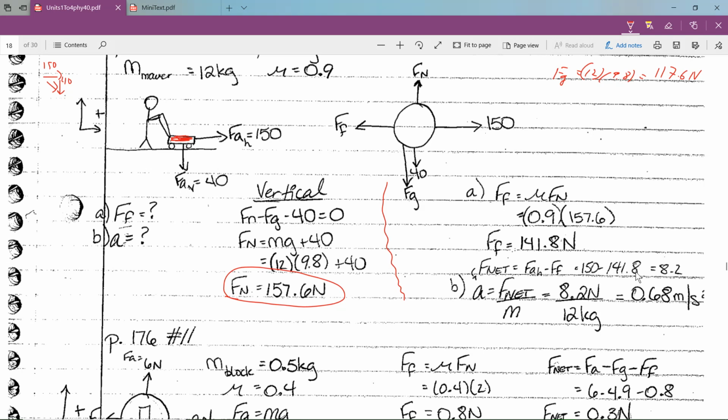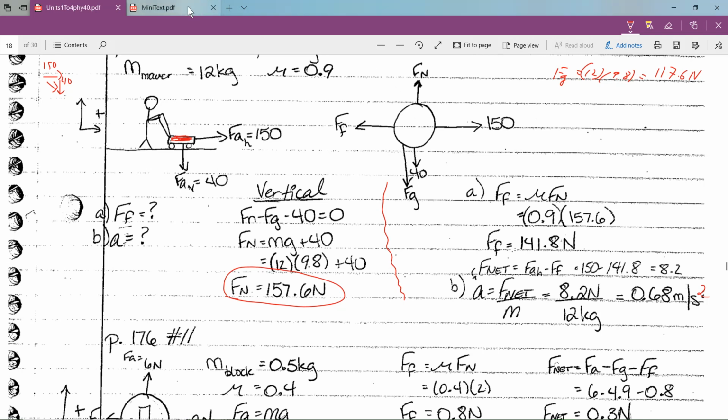So 150 minus 141.8 is 8.2 newtons. So the acceleration of the lawnmower is 8.2 newtons over 12 kilograms. Where's the 12 kilograms? Oh, that's the mass of the lawnmower, 12 kilograms. So 0.68 meters per second squared. So this is a typical question. You draw a free body diagram, you get the normal force first, and then you can get the force of friction, and then use the free body diagrams, chop things into vertical and horizontal, and take it from there.